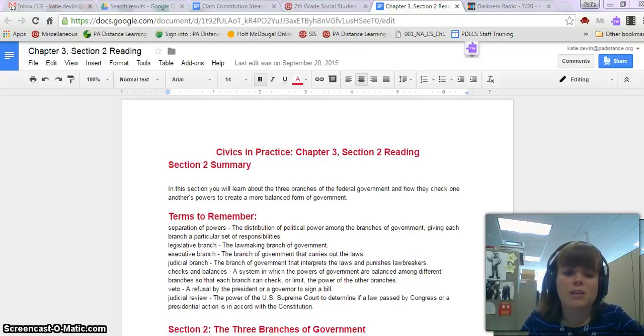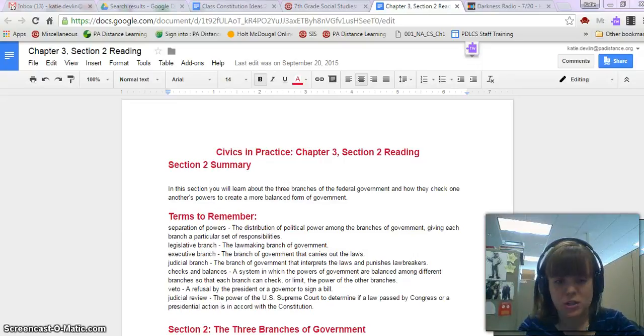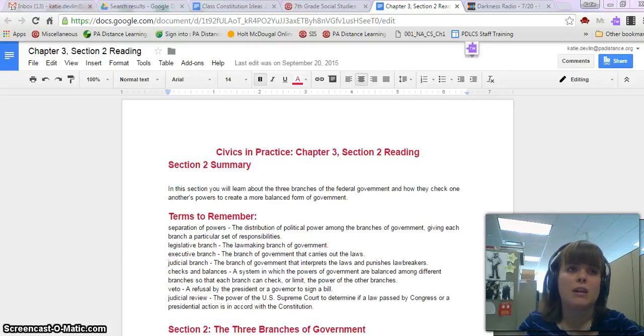The executive branch, the branch of a government that carries out the laws. That's the president, friends. The judicial branch, the branch of government that interprets the laws and punishes lawbreakers. So, judicial, think a judge is always in charge of a court. So, your judicial branch is your courts, okay?